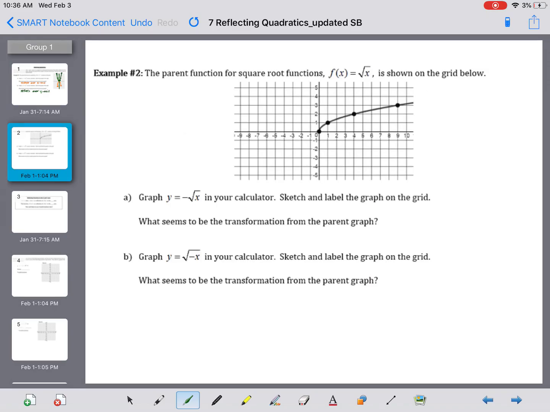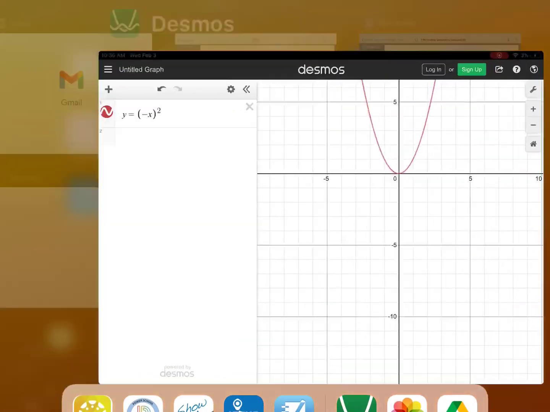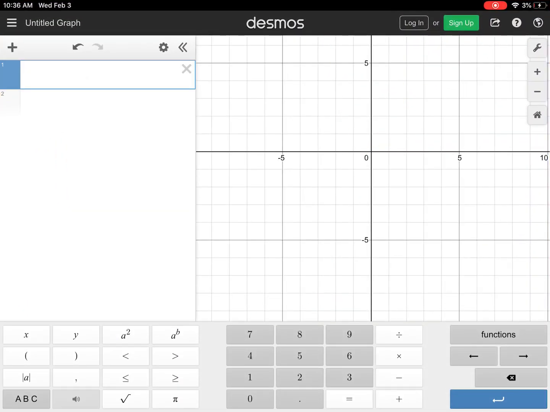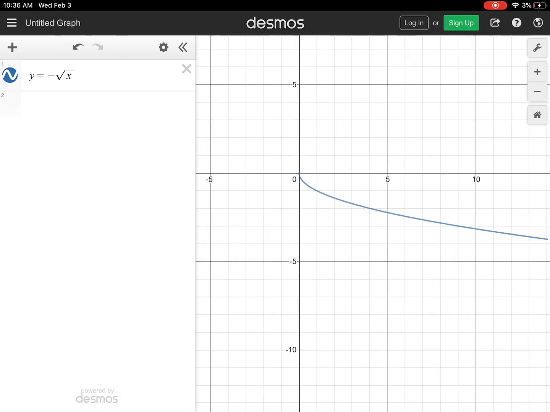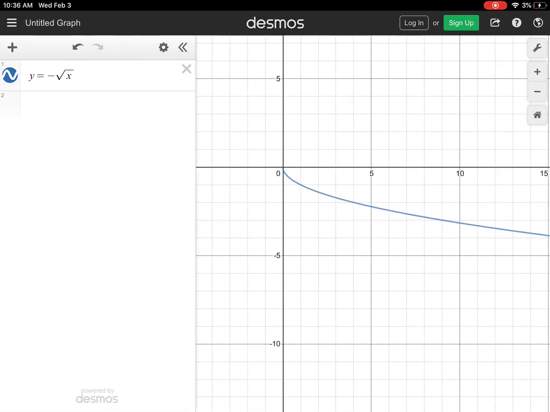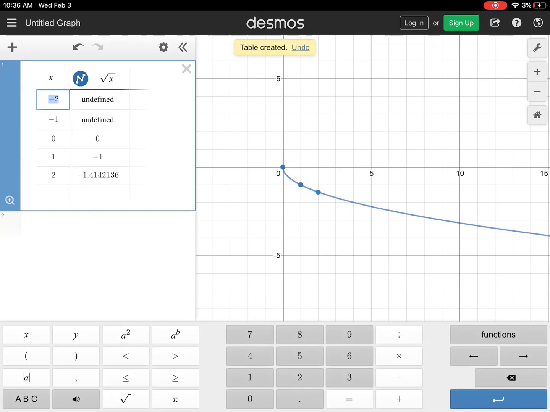So here's a parent function of the square root of x. We'll get more into these functions later on in this year. But again, let's graph this in our calculator, negative square root of x. So y equals the negative square root of x. And there it is. Again, it looks like we reflected it over the x-axis. And if you need help graphing this one, if you hit the little wheel and then hit the table, there's some points you can graph.